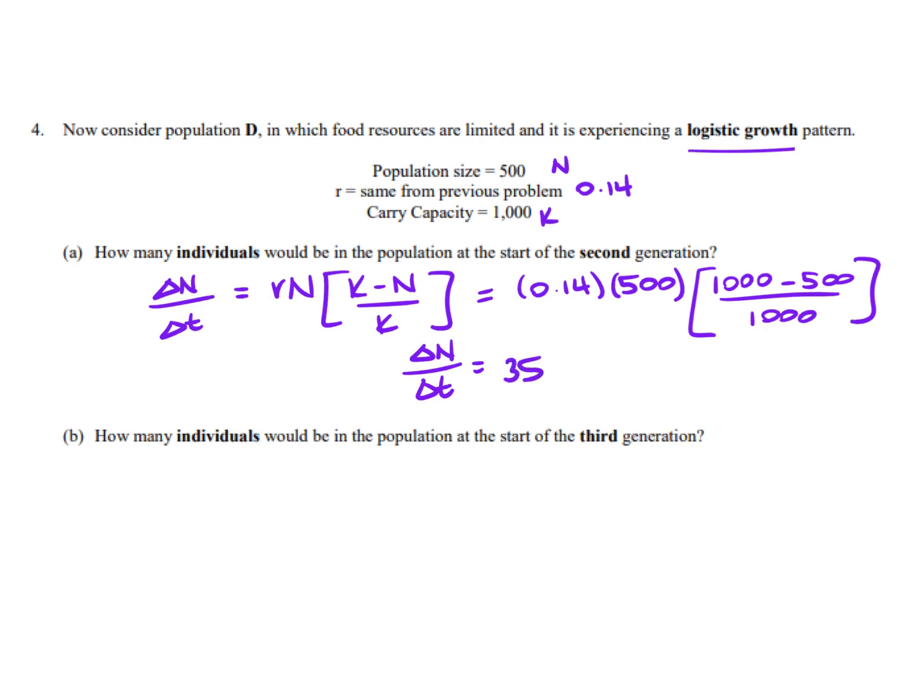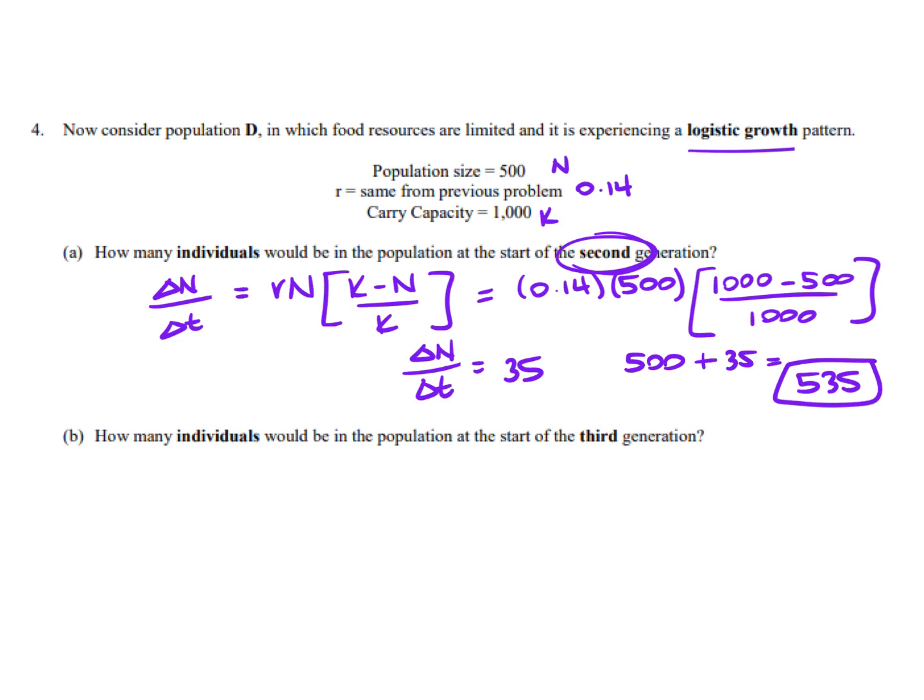So you're changing by 35 individuals at a time. This is not the answer to the question, though, because the question says the second generation. So if the original population was 500 and the rate is going to be 35 individuals per unit of time, I'm going to do 500 plus that 35 to give me 535 individuals in that second generation.